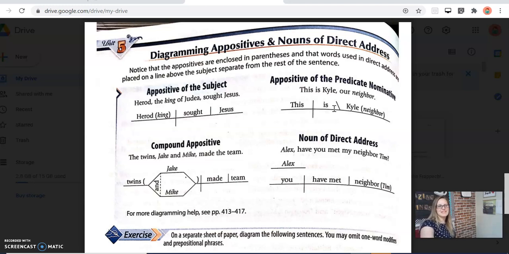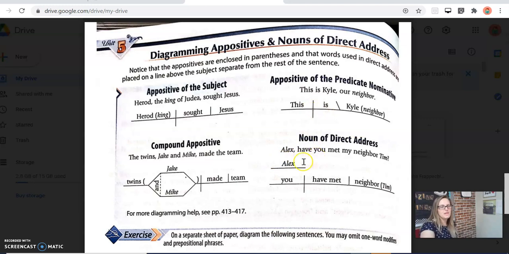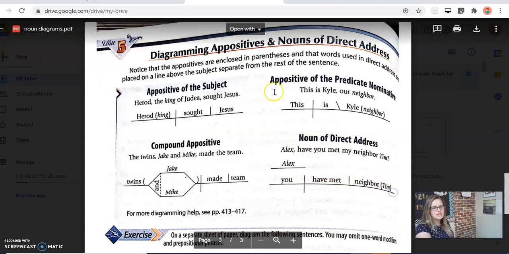And then the other one is the noun of direct address, when you're directly speaking or addressing someone. You'd say, Alex, have you met my neighbor Tim? The noun of direct address floats in the air above everything else. Alex is way up here. Notice the verb phrase, have met, is split by the subject, you, and you see this split a lot with questions or interrogative sentences. You have met who? My neighbor. Which neighbor? Tim, which is an appositive. So we have an appositive and a noun of direct address all in this one diagram.